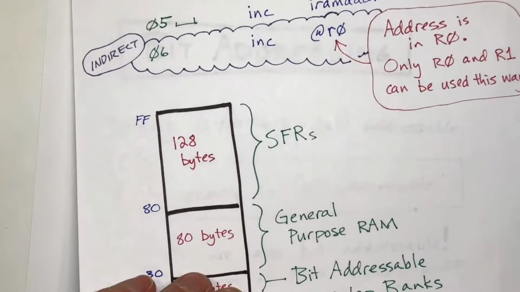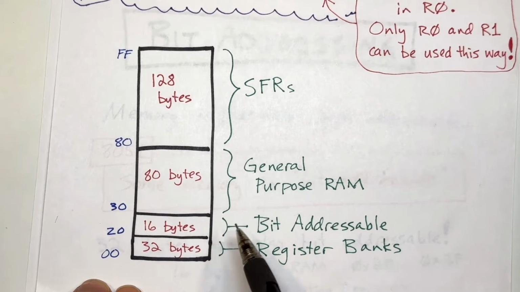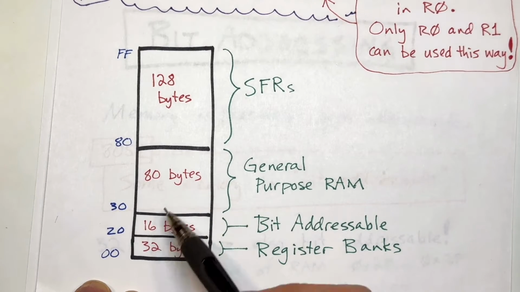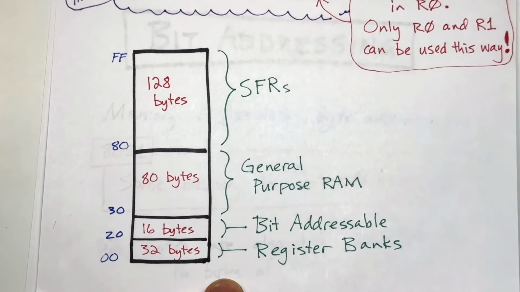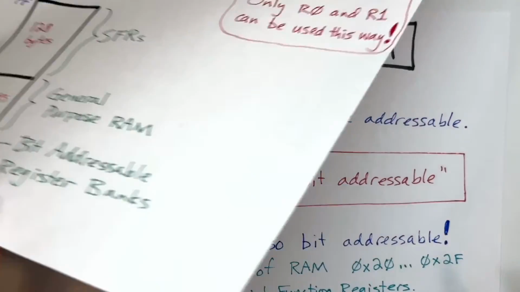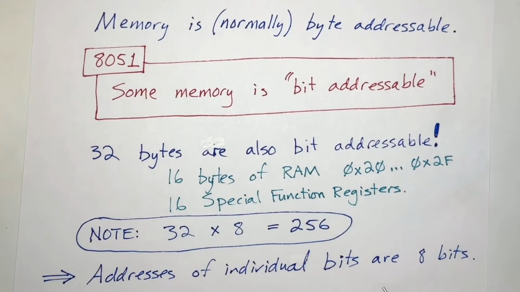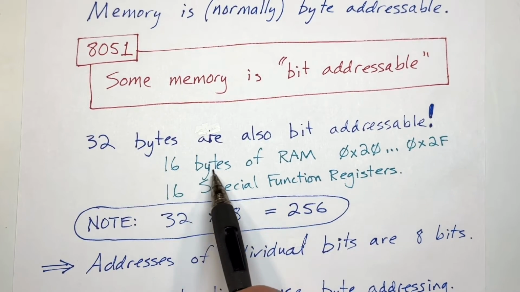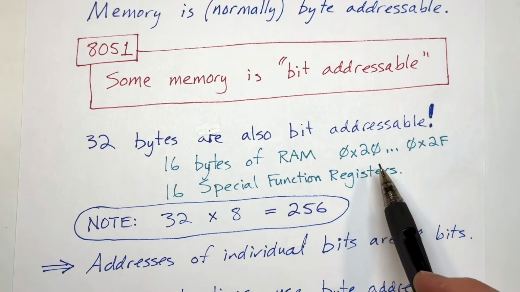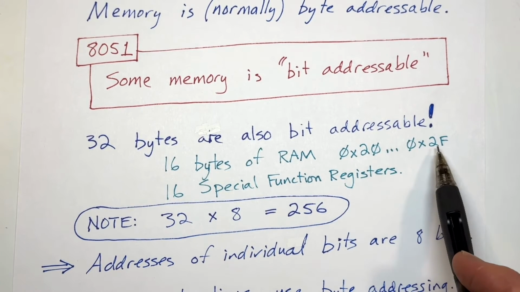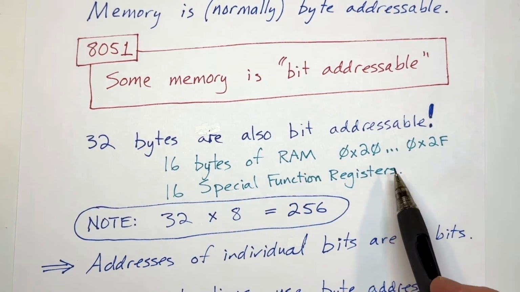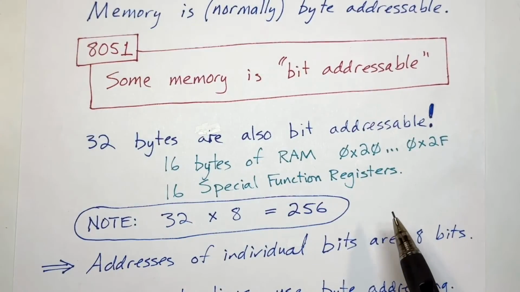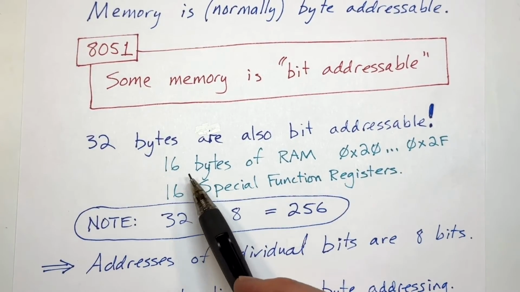So remember that in our memory map we had these 16 bytes which are bit addressable. So we can address these 16 bytes like normal, just as we can address the other bytes with direct or indirect memory addressing. But in addition, we can use the bit addressing mode for those bytes. So we've got those 16 bytes of RAM. The locations I just showed you were hex 20 to hex 2F. And in addition, 16 of the special function registers, that is, registers up in this area, are also bit addressable.